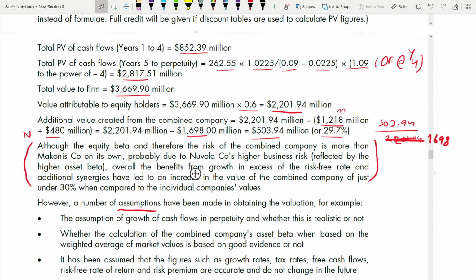So although the equity beta and therefore the risk of the combined company is more than Makoni on its own. How is it more? Probably due to Nuvola's higher business risk reflected by the higher asset beta. Overall, the benefit from growth in excess of the risk-free rate and additional synergies have led to an increase in the value of the combined company of just under 30% when compared to the individual companies' values. 29.7, right, which is under 30%.